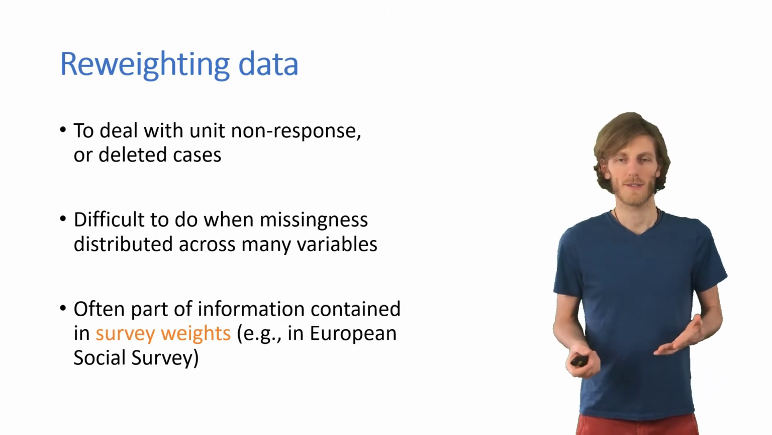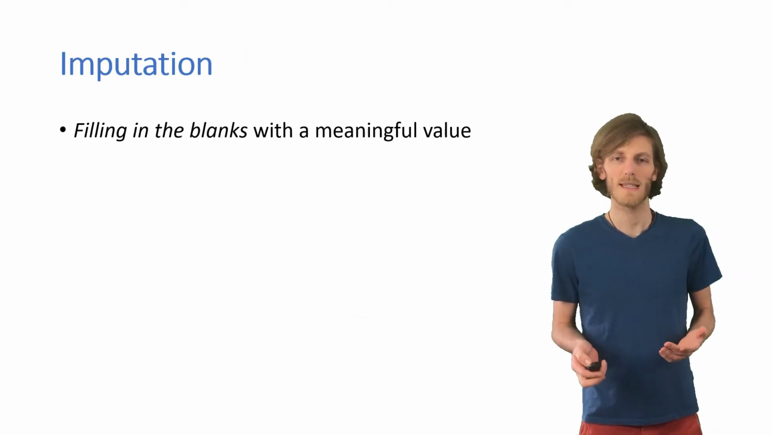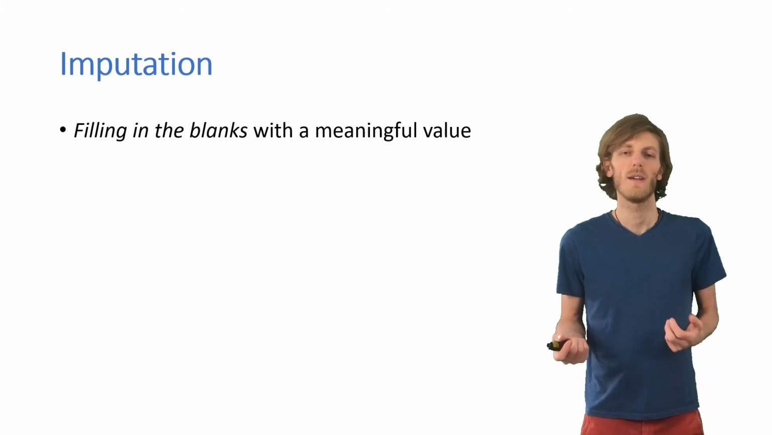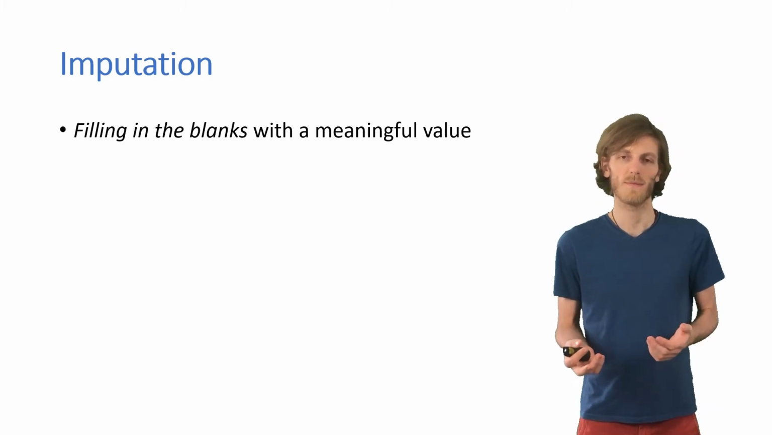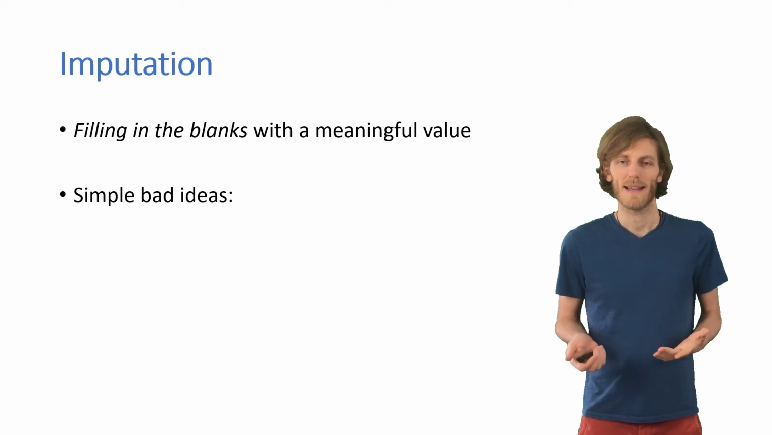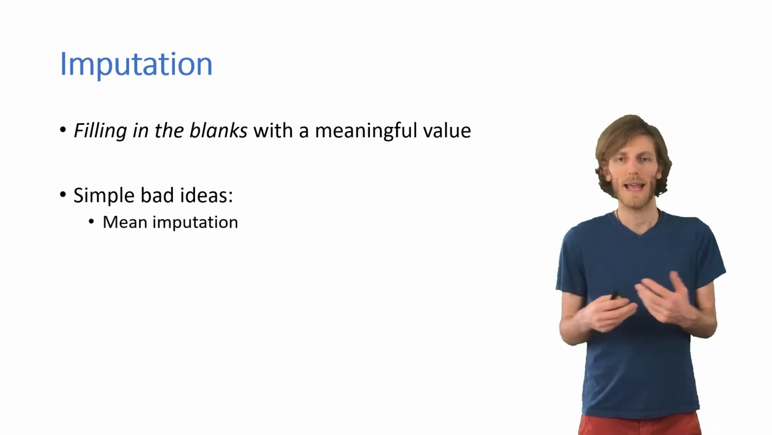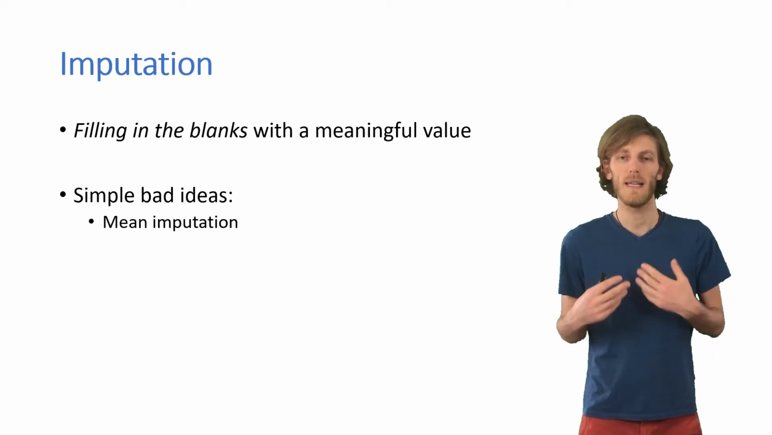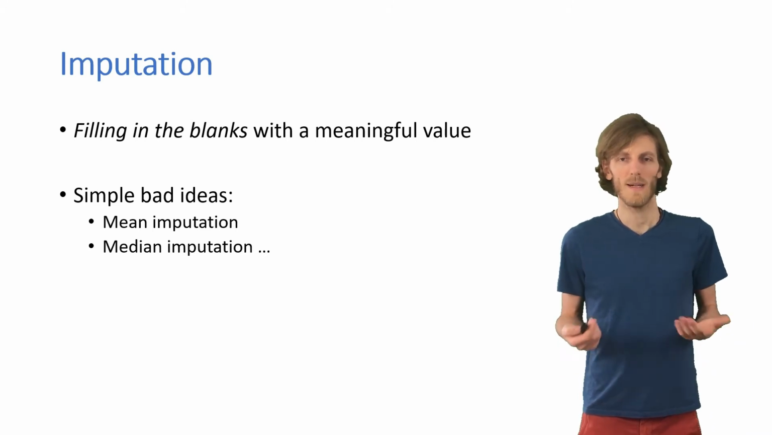The most powerful strategy for dealing with missing data is imputation. And that's just about filling in the blanks with some meaningful values, with our best guess for what that value should have been. And a couple of simple ideas that are actually used somewhat frequently, but they're clearly bad ideas. So one would be mean imputation. So I say, well, any missing value, I just replace with the mean of that variable, or for that matter, the median. Why is that a bad idea?